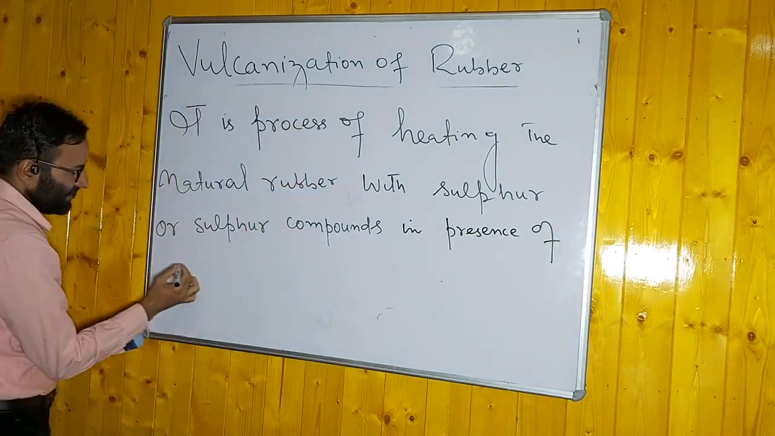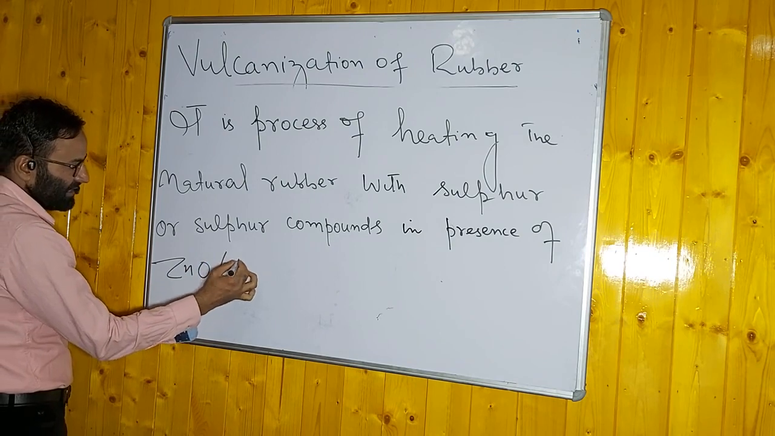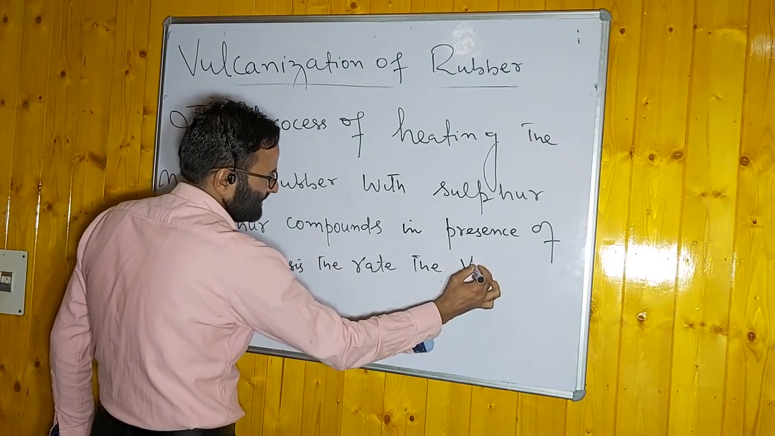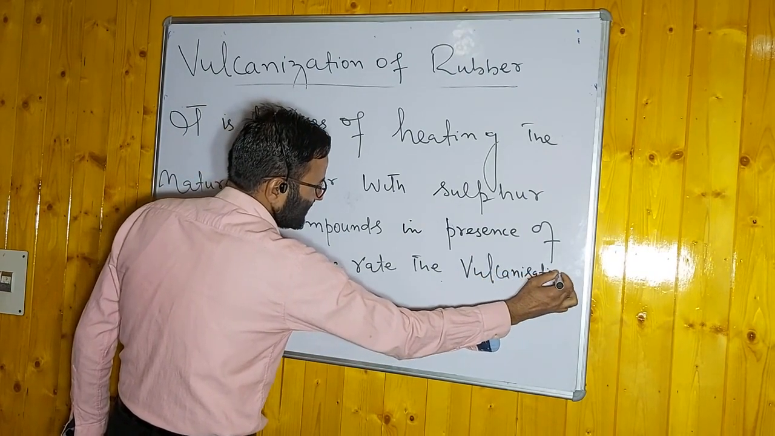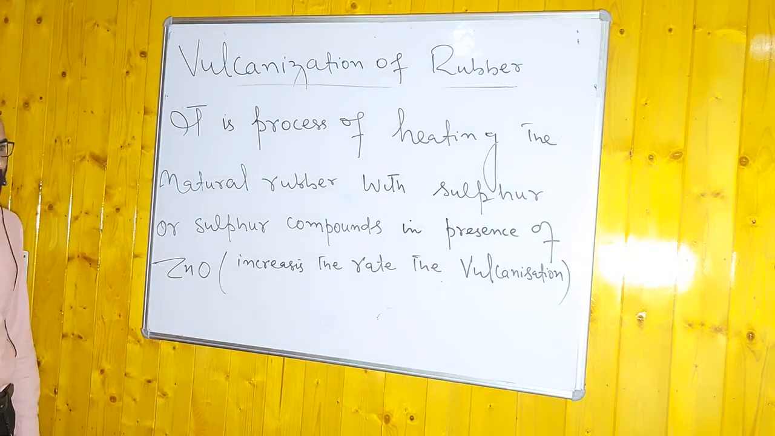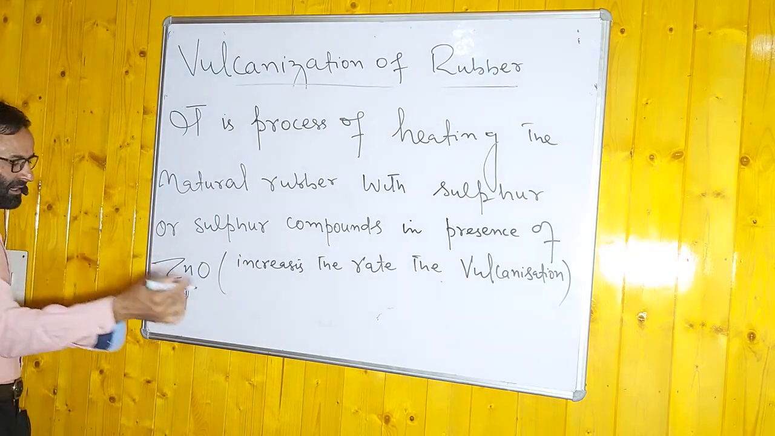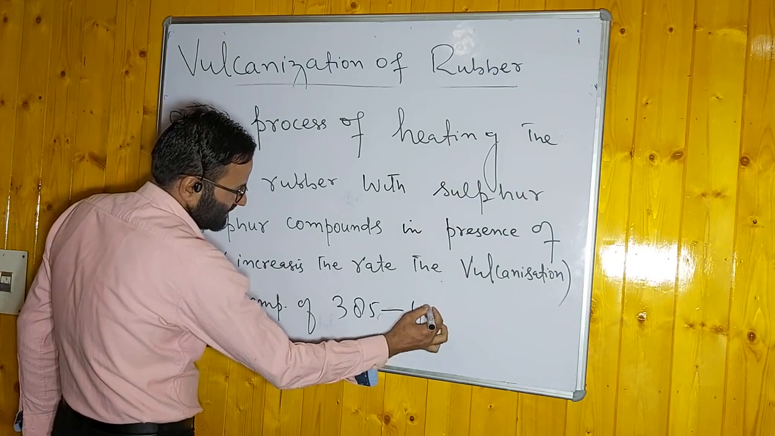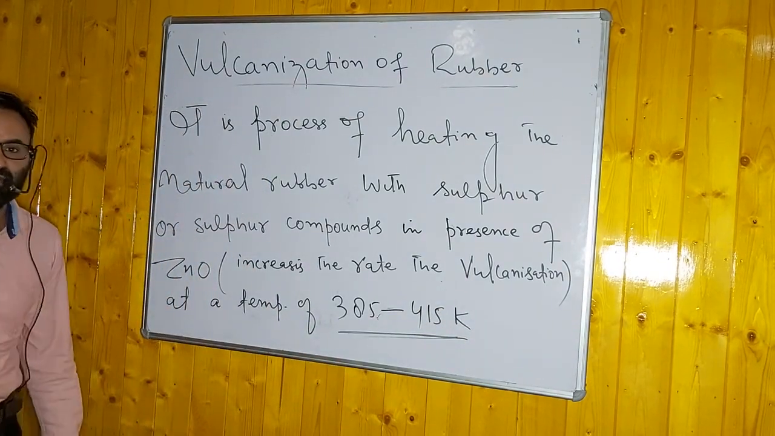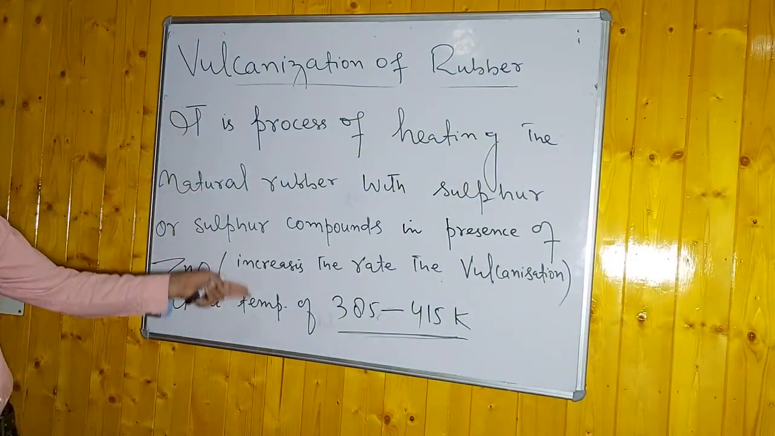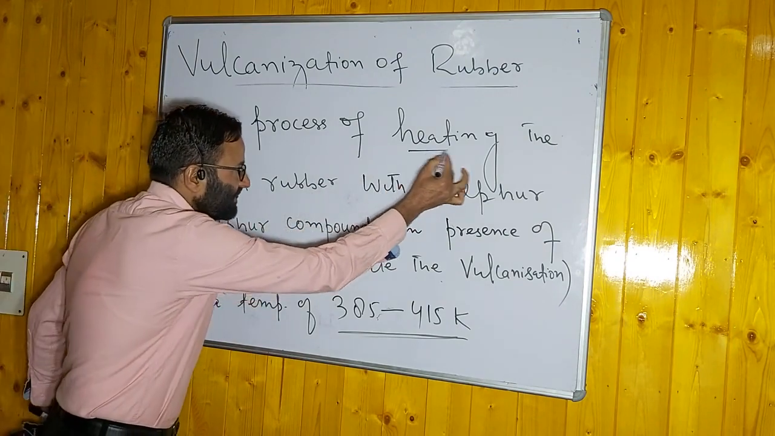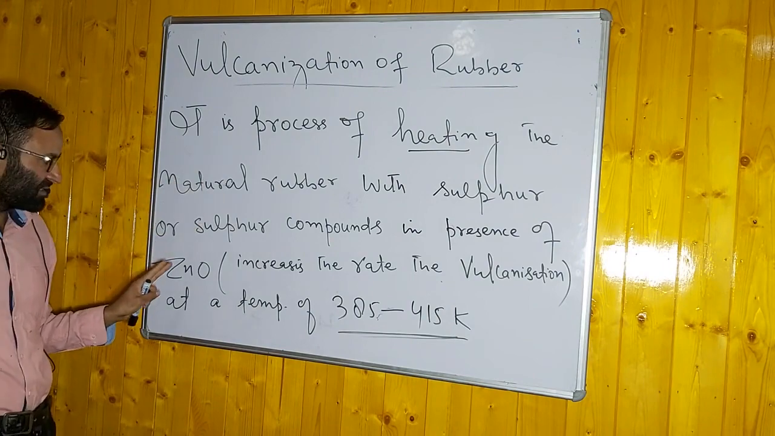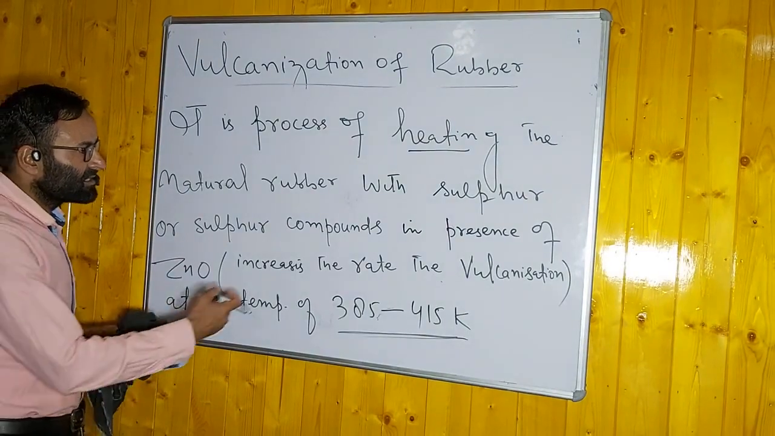in presence of zinc oxide. What is the role of zinc oxide? It increases the rate of vulcanization. This is the point: the role of catalyst is to increase the rate of vulcanization. We have to carry the heating at a temperature of 385 to 415 Kelvin. This is the temperature range for the vulcanization process. This is the definition: vulcanization is the process of heating natural rubber with sulfur or sulfur compounds at 385 to 415 Kelvin in presence of zinc oxide. What is the role of zinc oxide? It increases the rate of vulcanization.